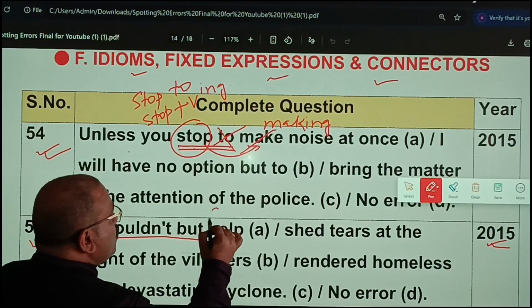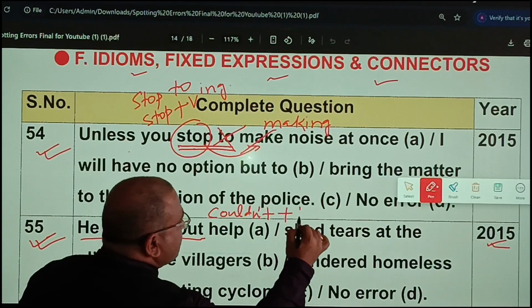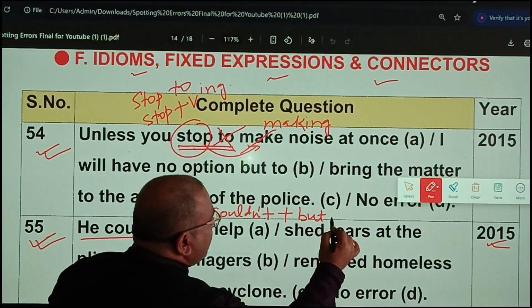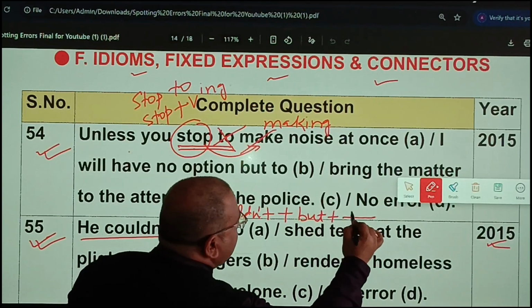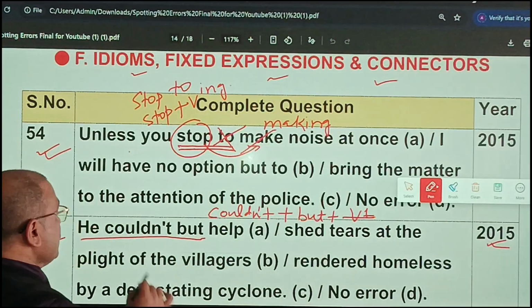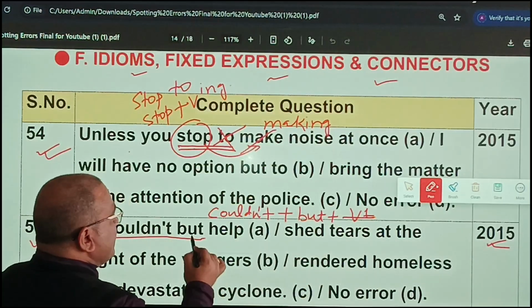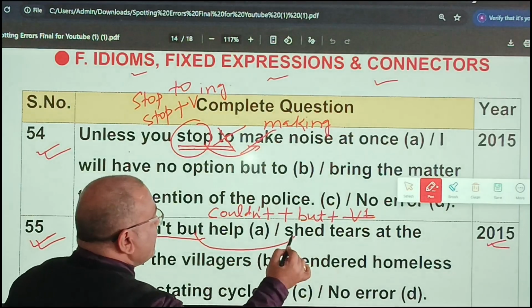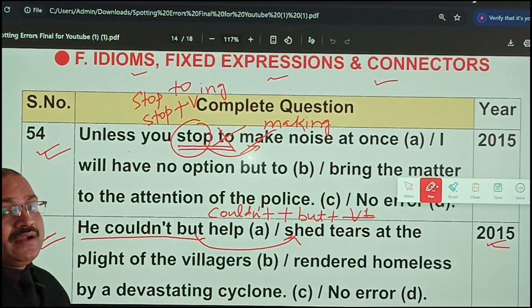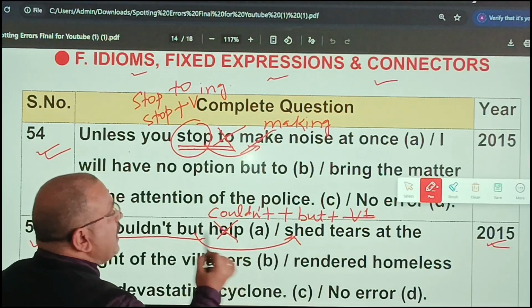So couldn't plus but, then it will be followed by V1 base verb. Okay, so he couldn't but help shed tears. So couldn't but shed tears would be the correct structure. There is no need of help here.